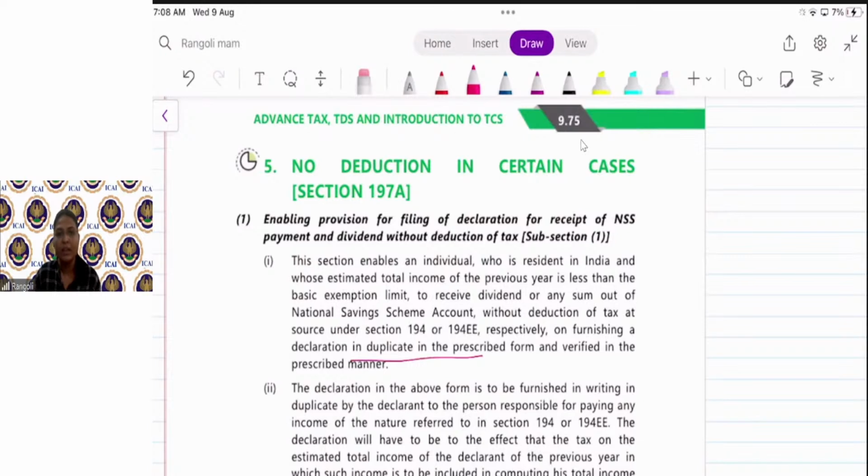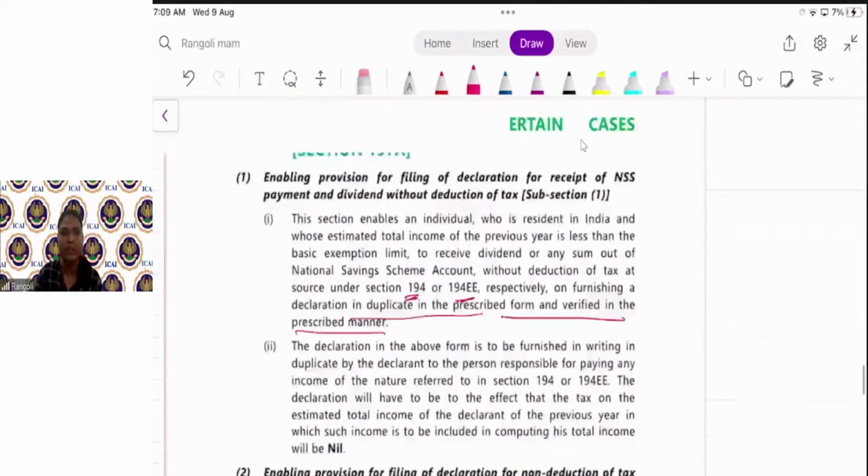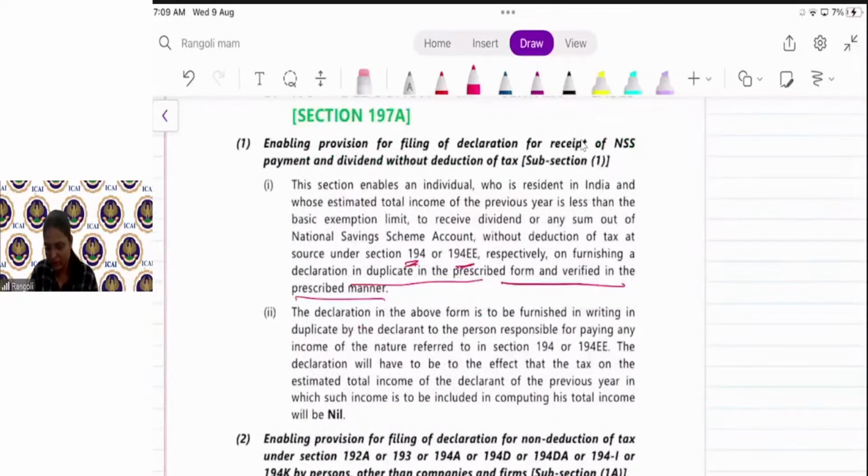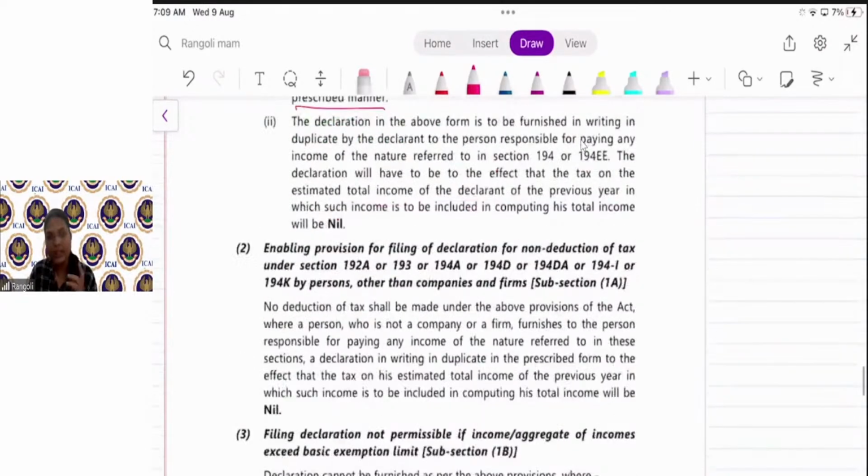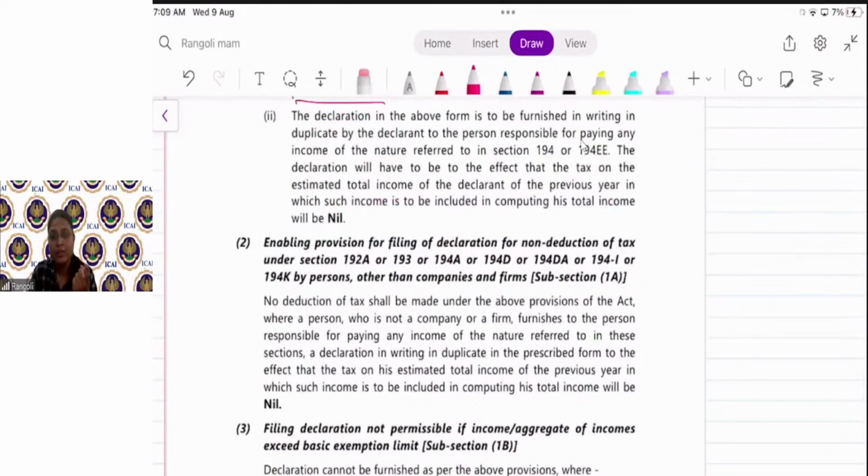We have already studied section 194 dividend and NSS withdrawal of more than 2,500, where TDS is deducted, right? In that case, if you provide a declaration in duplicate in the prescribed form, then the payer will not deduct TDS under section 194E and 194EE. In the above case, we needed to apply to the assessing officer for a lower or zero rate of TDS. Here we just need to apply to the payer.